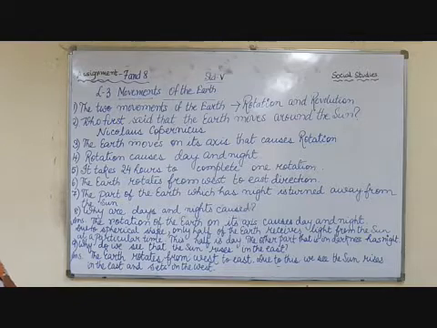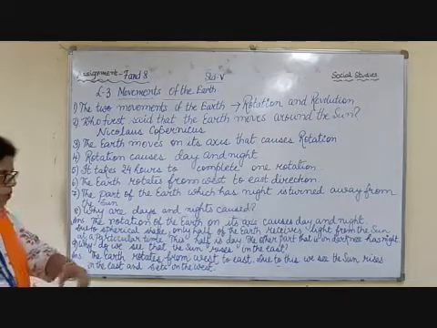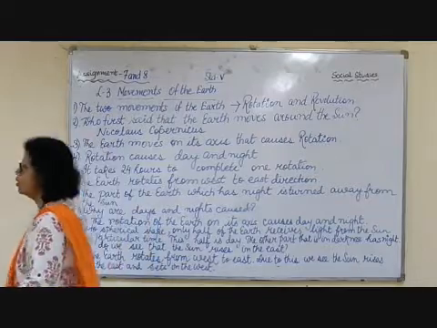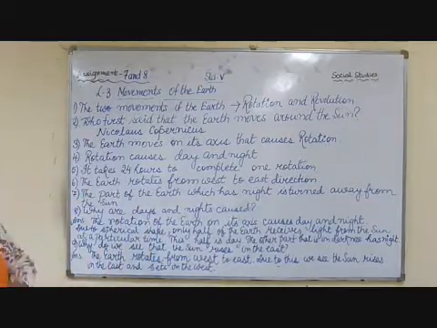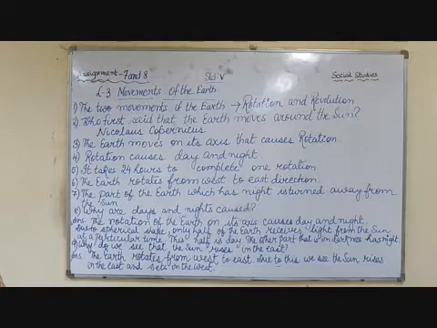The ninth question is, why do we see that the sun rises in the east? The earth rotates from west to east. It is going from west to east in a circular elliptical orbit, and due to this we see the sun rises in the east and sets in the west.